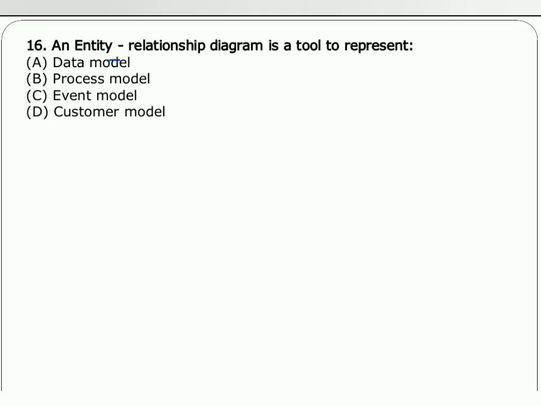An ER model diagram is a tool to represent each of the following options: data model, process model, event model, or customer model. ER model is commonly formed to represent things that a business needs to remember in order to perform business. The ER model becomes an abstract data model that defines a data or information structure, typically a relational database. So here the answer is the data model.